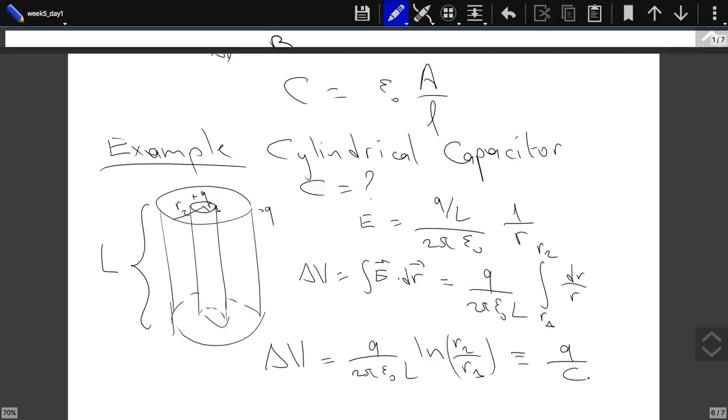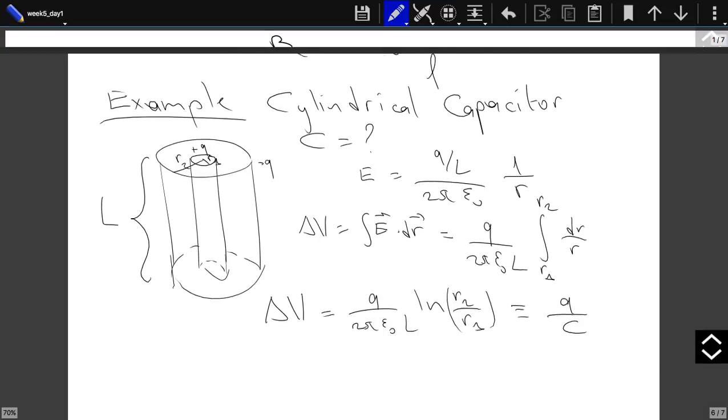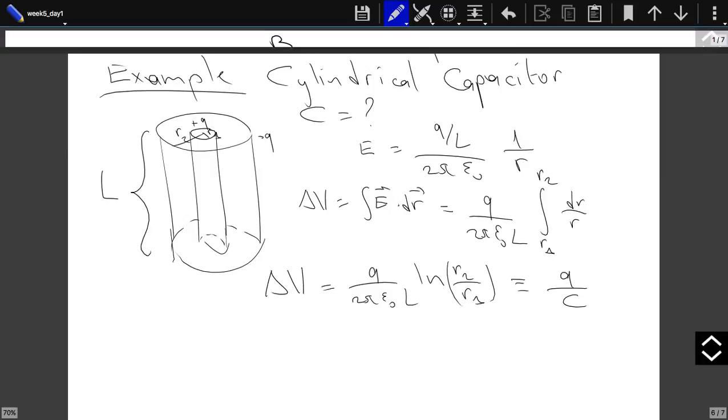By the way, if you look at the potential difference, remember at the beginning of the lecture I said that we usually set the potential at infinity to be 0. Let's just consider the case when the outer shell is at infinity, and let's just imagine that this is an infinite wire with Q over L charge per unit length. If R2 goes to infinity, the logarithm of infinity is infinity.